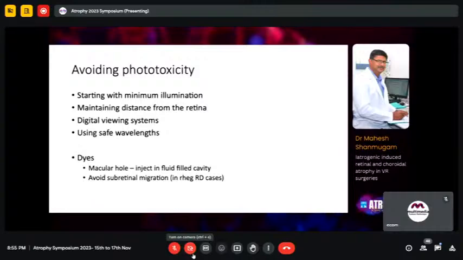When we are using dyes, if there's a macular hole, it's better to inject the dye in a fluid-filled cavity so that it doesn't go under the retina through the hole and percolate and cause RPE alteration. It's also better to avoid subretinal migration in retinal detachment cases, wherein the dye may be difficult to remove after injecting into the subretinal space and can cause RPE toxicity.